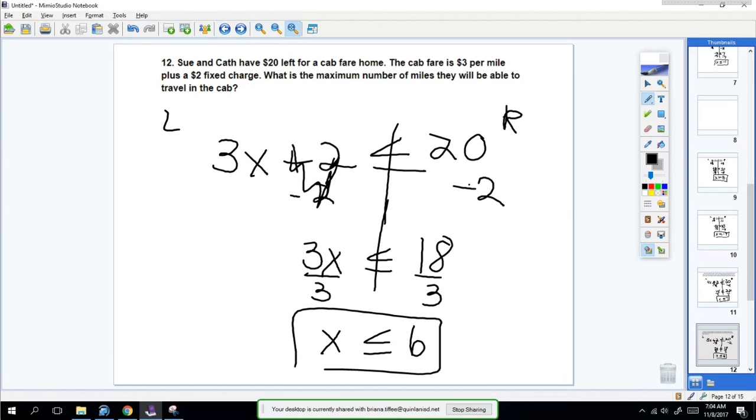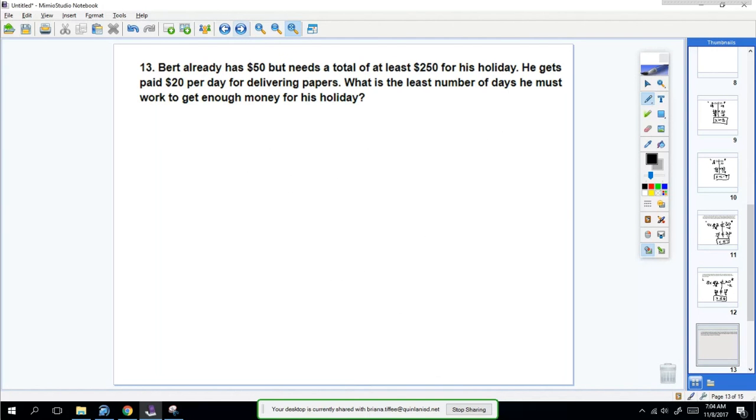Okay, let's try another one. Okay, so Bert already had $50, but needs a total of at least $250 for his holiday. He gets paid $20 per day for delivering papers. What's the least number of days he must work to get enough money for his holiday? Okay, well, so he needs at least $250. So he can have more than $250. He needs at least. So it means it can be greater than or equal to $250 because he can have 251, 252, 300, 500. It does not matter as long as it's 250 or more.